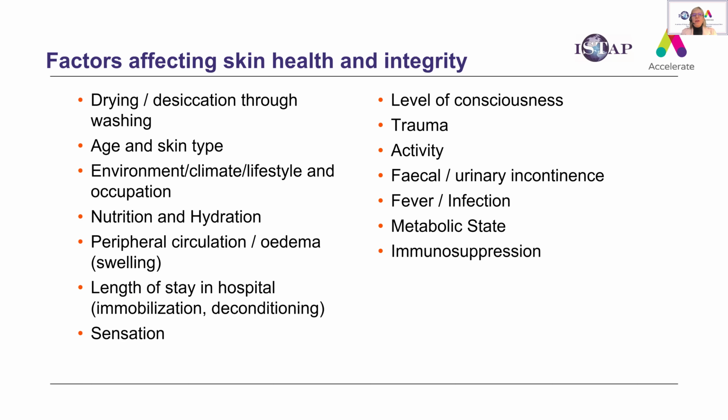So what are some of the factors affecting skin health and the integrity of the skin? We've talked a lot about drying and desiccation through washing the skin repeatedly with things like soap. And of course, age and skin type are also factors that affect our skin health. We just talked about Calgary, Alberta. Environment and climate can impact our skin, as well as lifestyle and occupation. If you're a farmer all your life and you're outside working and exposed to the sun and the elements, that's going to impact our skin frailty and health. Nutrition and hydration play a really important role. And peripheral circulation, and then edema and swelling impact our skin.